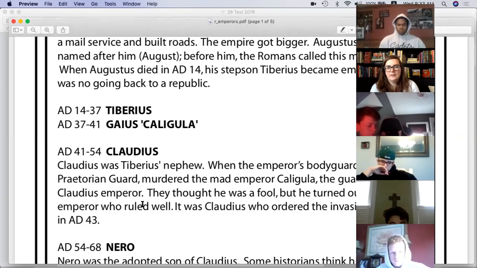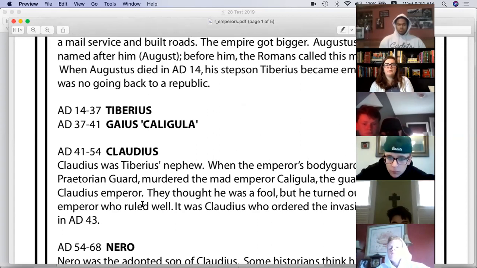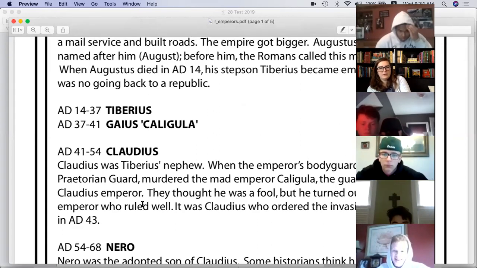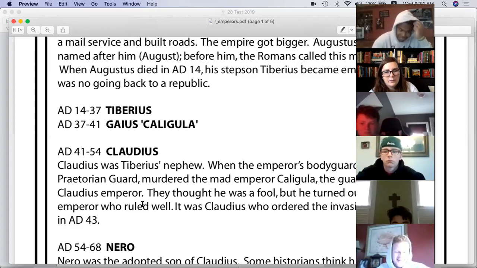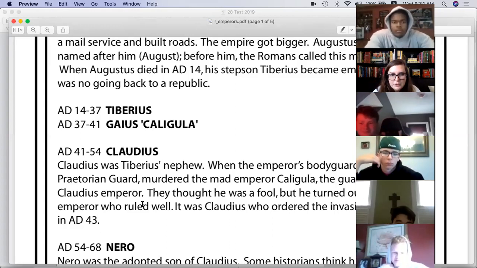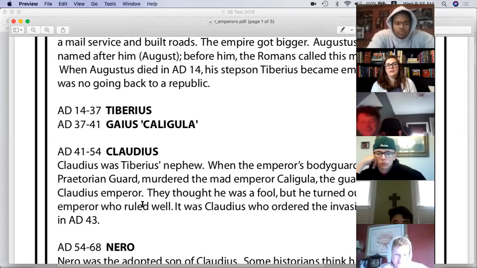All right, Claudius. Claudius was Tiberius's nephew. When the emperor's bodyguard, the Praetorian Guard, murdered his own emperor Caligula, that's how bad he was. So when the Praetorian Guard murdered the mad emperor Caligula, the guards made Claudius emperor. They thought he was a fool, but he turned out to be an emperor who ruled well. It was Claudius who ordered the invasion of Britain.